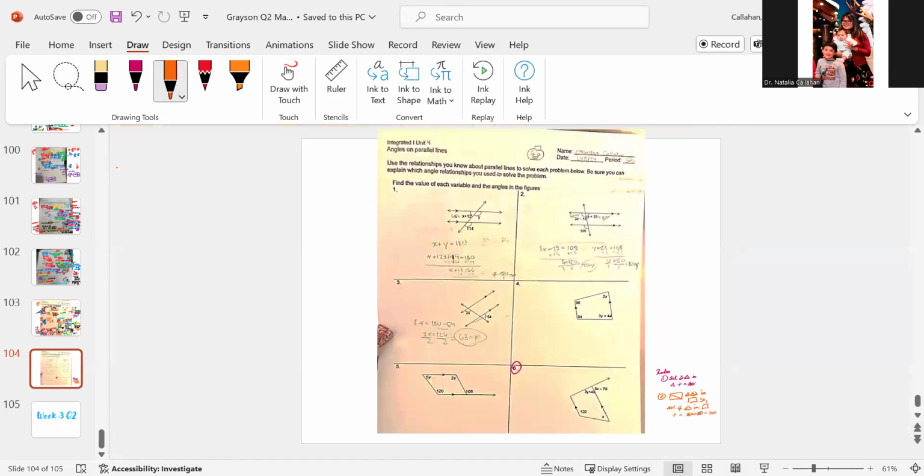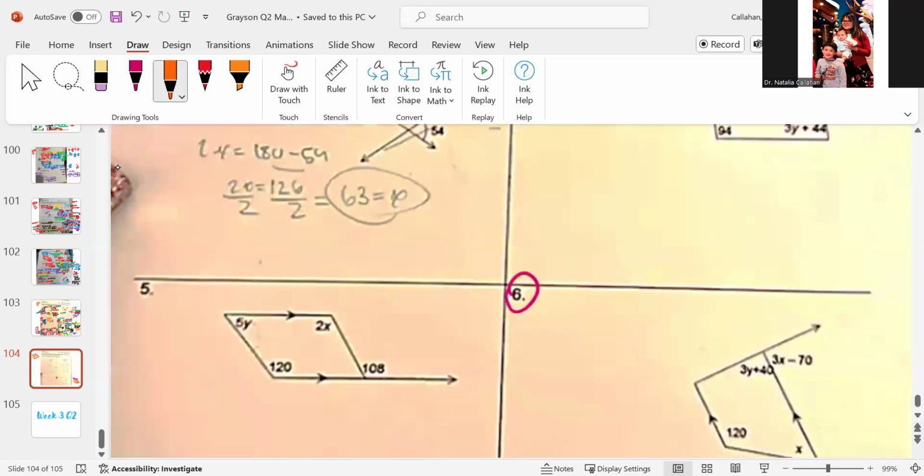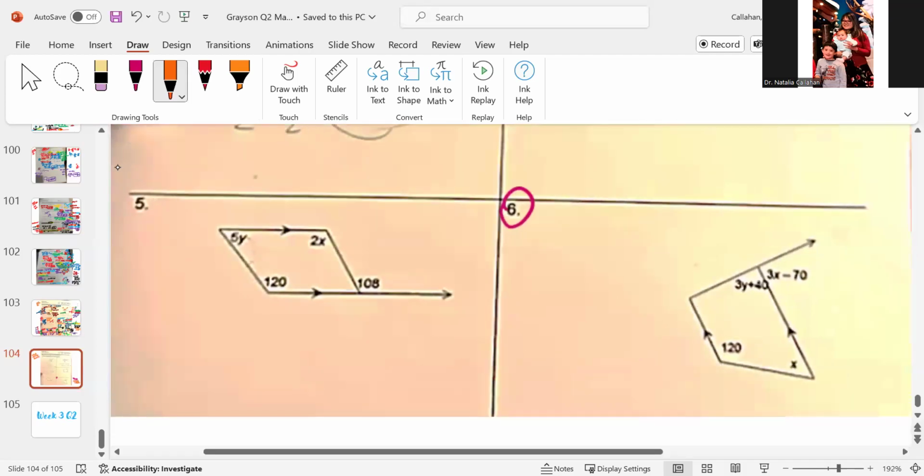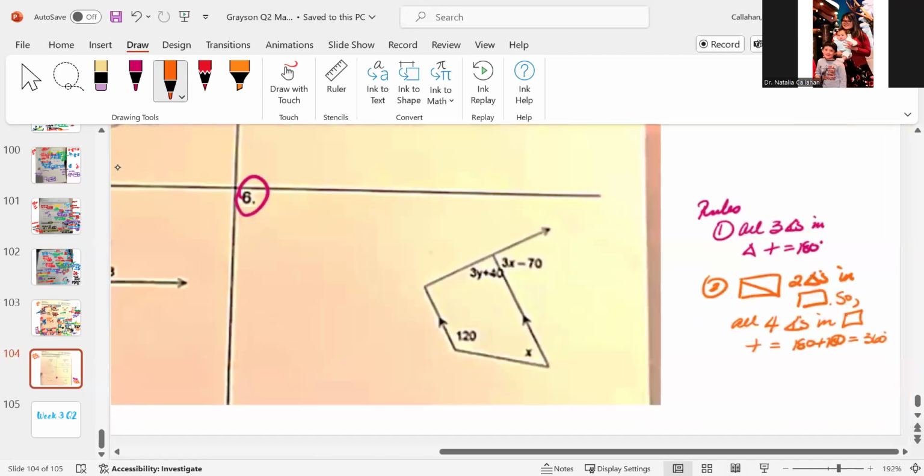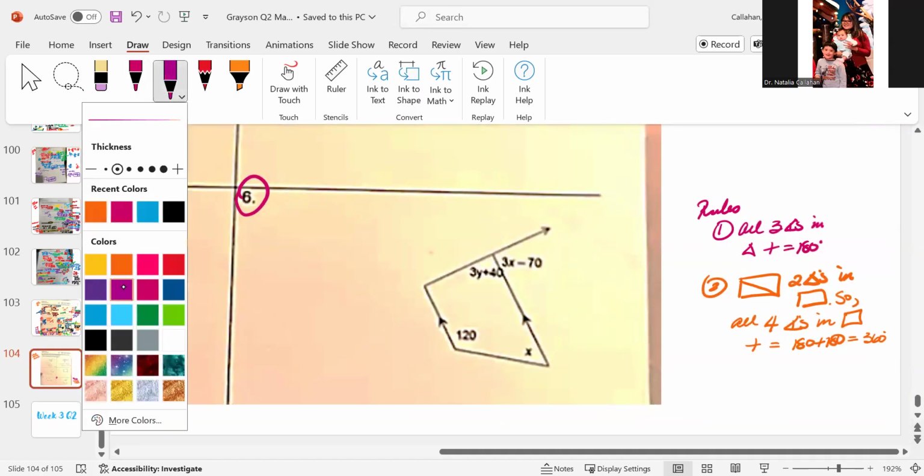And this is for week 2, Friday, quarter 2, Math 7, on geometry and solving angles and variables using parallel lines and transversals, right? Okay. So with that, let's take a look at this.